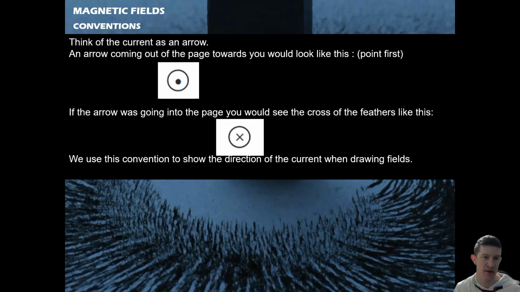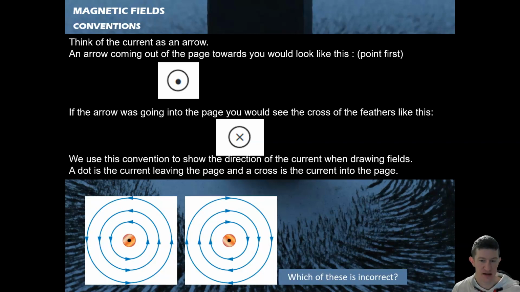It's easy enough to draw them if they're going left to right, up to down, because we can just draw lines with arrows. But this is a three-dimensional world, so we need to know how do we draw a field that's going into a page, into the screen, or out of the screen. And this is the notation that we use. So here we've got some examples. Using this representation, identify which of these is incorrect using the right-hand rule.